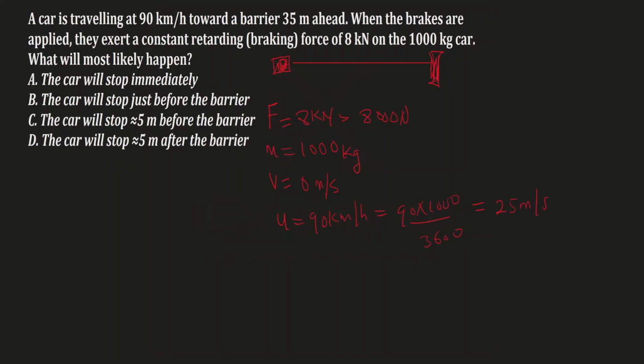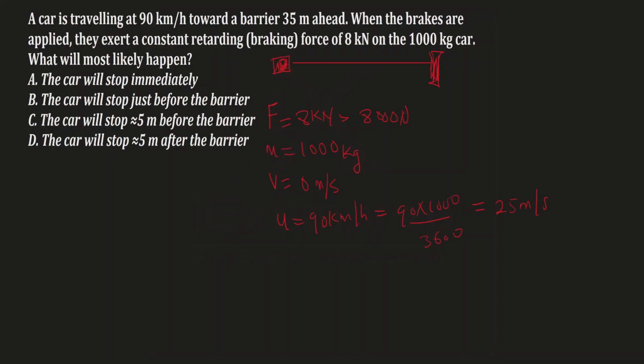Now, since the car is stopping, the logical thing we need to do is find the braking distance. Looking at the options, option A says the car will stop immediately, option B says the car will stop just before the barrier, option C says the car will stop approximately 5 meters before the barrier, and option D says that the car will stop 5 meters after the barrier. So let's find the braking distance.